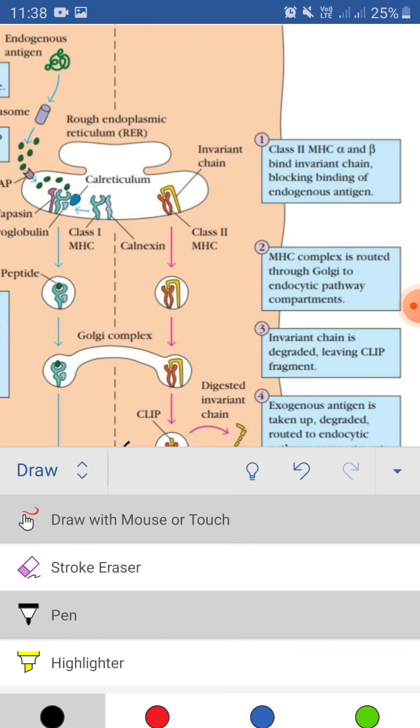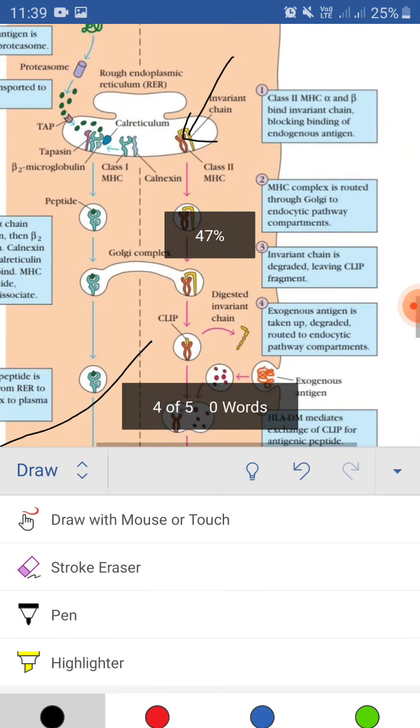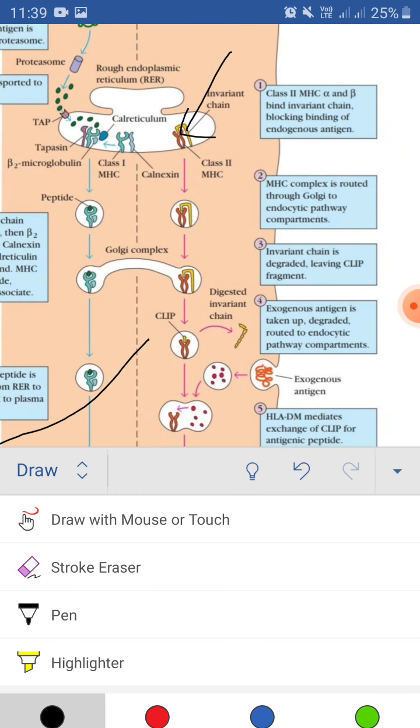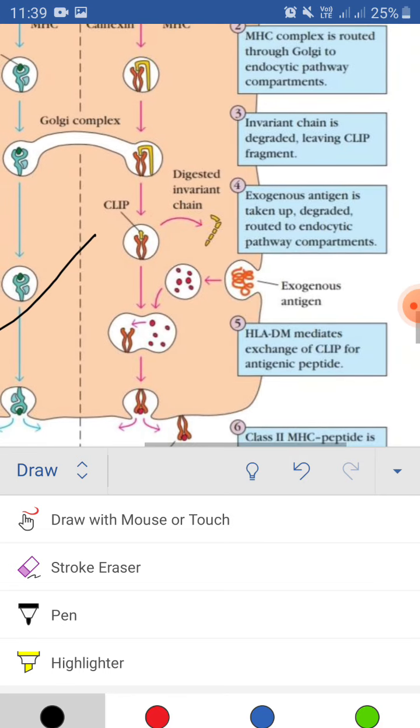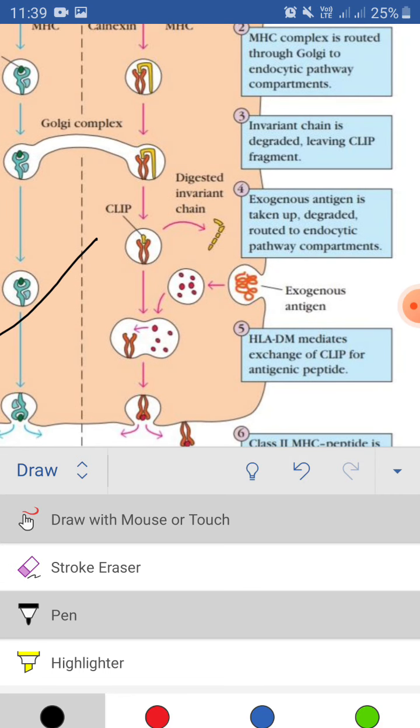Here you can see in yellow color, this invariant chain that binds, and it also helps in the folding of the alpha 1, alpha 2 chain and beta 1, beta 2 chain. Then the MHC class 2 molecule is transferred from the endoplasmic reticulum to the Golgi network, and now these class 2 molecules engulf their antigen from outside, as you can see.